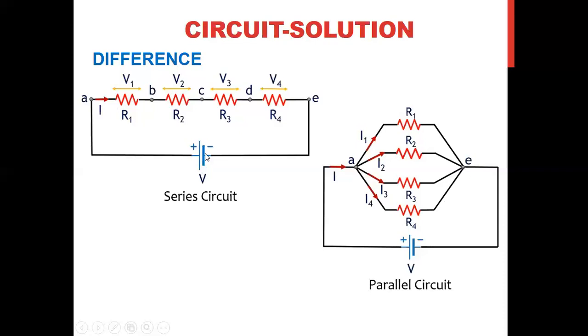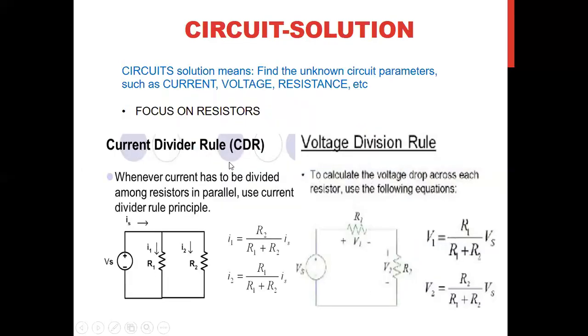So what is the current divider rule? CDR: for a parallel circuit, current is divided. So I1 equals R2 divided by R1 plus R2 multiplied by IS. What is IS? It is the source current. And I2 equals R1 divided by R1 plus R2 into IS.